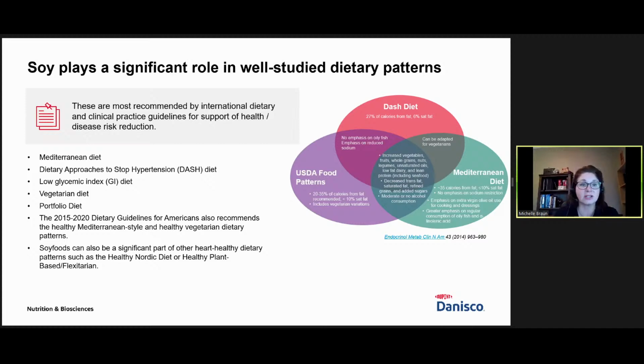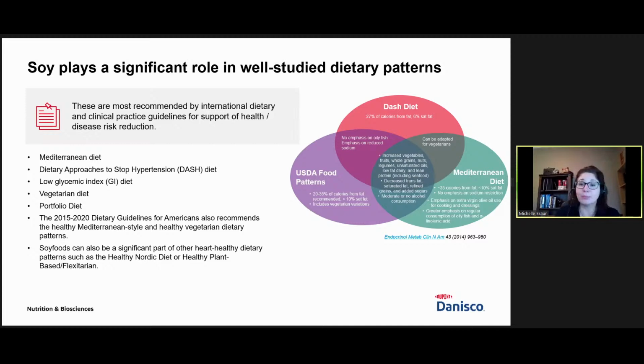The DASH diet, or the dietary approach to stop hypertension diet, also recommends 4 to 5 servings of plant sources per week. The low GI diet, or glycemic index diet, may be popular where you are. And of course, the vegetarian diet, that's fairly straightforward, that plant sources would be endorsed within the vegetarian diet.